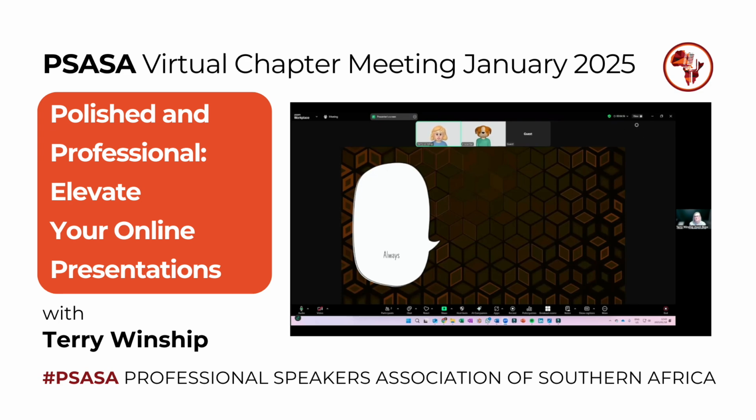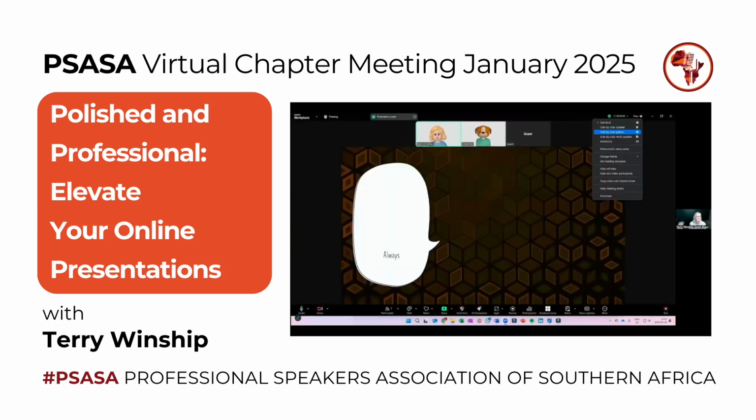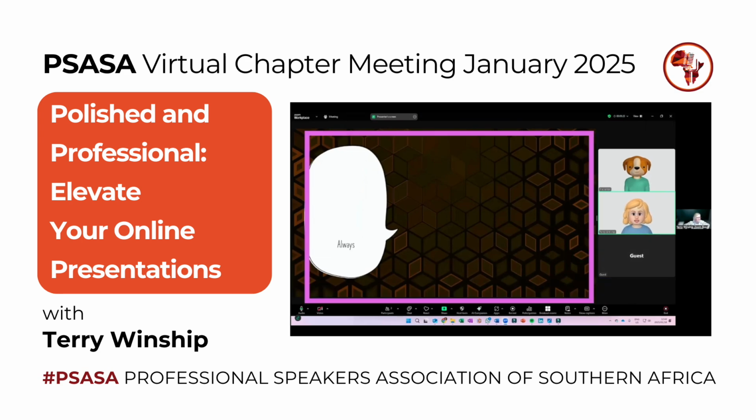If we go to the view, which is in the top right hand corner, we could choose side-by-side speaker, side-by-side gallery, side-by-side multi-speaker. So for now, let's choose the side-by-side gallery. You can change these at any time. Now what you see is all the participants, and if there are more than 3, you will have up and down arrows, so you could scroll through the participants, and you have the slide on the side.